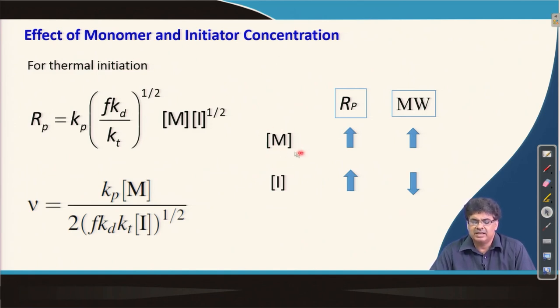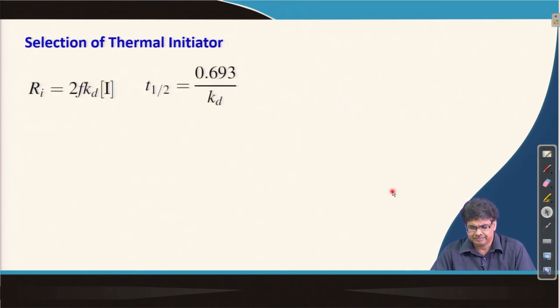So, basically this is important. We should know that if we want to increase the rate of polymerization and molecular weight, we can increase the monomer concentration, but if we increase the initiator concentration, then it increases the rate of polymerization, but it does not increase, or rather decreases, the molecular weight.